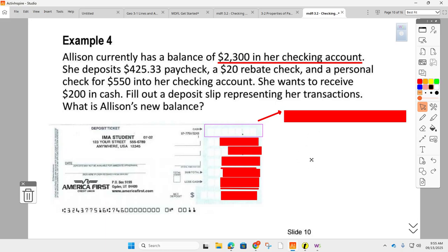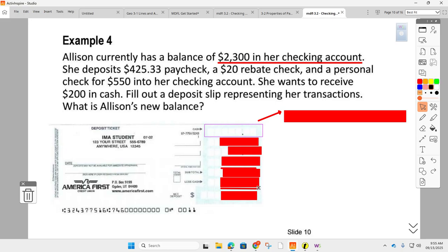Allison currently has a balance of $2,300 in her checking account, to which she deposits a $425.33 paycheck, a $20 rebate check, and a personal check for $550. She wants to receive $200 in cash. This deposit slip tells the bank what to do, how much money you're depositing, and if you want cash back, you can do that too.